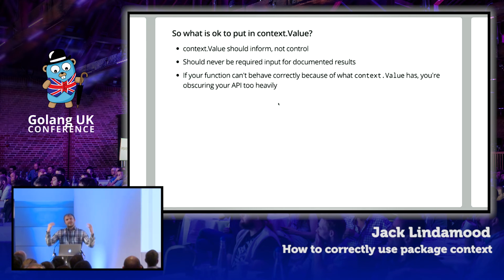All right, so I get it. It's really bad to use context.value. What can you put in there? It should inform, not control. That's a phrase that I made up, which feels like it fits with the philosophy of context.value. It should never be required input for documented results. If your function or API won't behave correctly, for whatever you think correct is, based on what is or isn't in a context value, then you're probably obscuring your API too heavily.